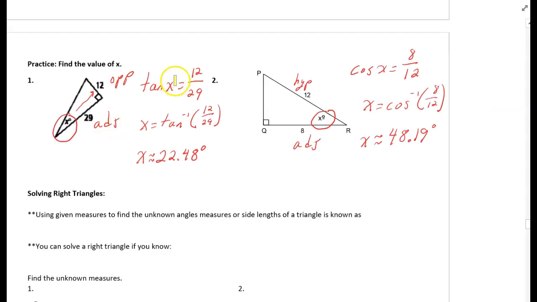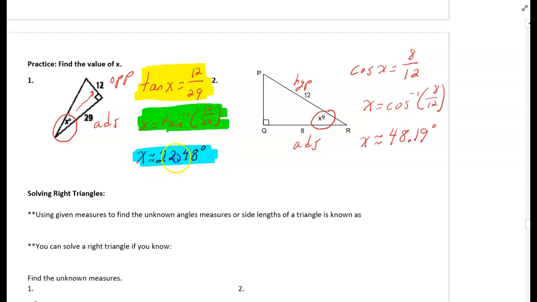For problem number 1, the equation would have been tangent of x equals 12 over 29. So x is equal to inverse tangent of 12 over 29. And when you type that in your calculator, you get approximately 22.48 degrees. Since the directions didn't say round to the nearest degrees, I went to 2 decimal places.